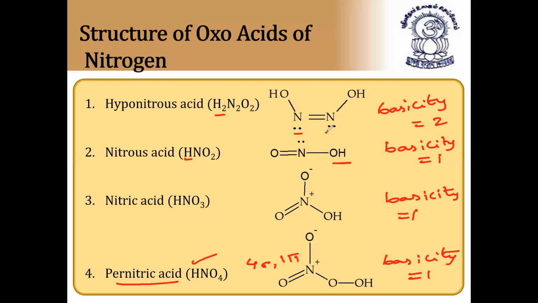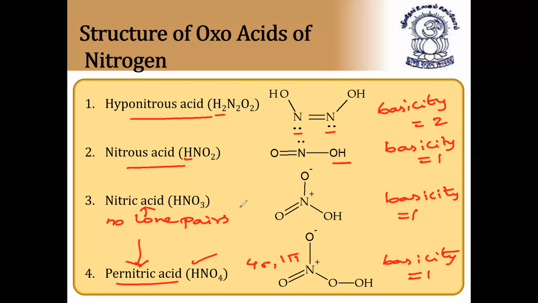How many lone pairs? It has one lone pair, and here it has one lone pair, and here no lone pairs, and here no lone pairs. So no lone pairs on nitrogen for nitric acid as well as pernitric acid. Whereas for nitrous acid, lone pairs are there. Hyponitrous acid also, lone pairs are there. And basicity is 2, 1, 1. Only for hyponitrous acid, basicity is 2, because it is containing 2 OH bonds.